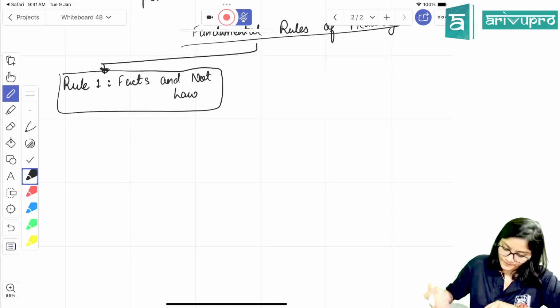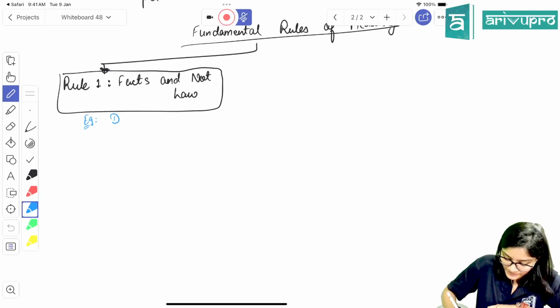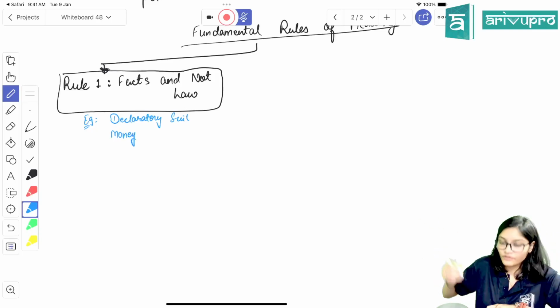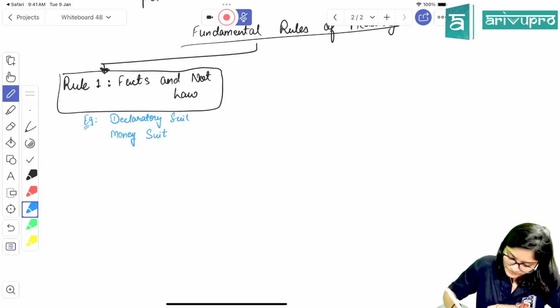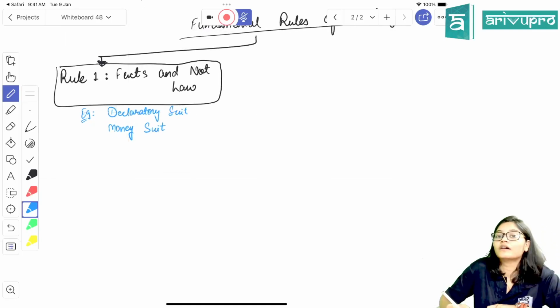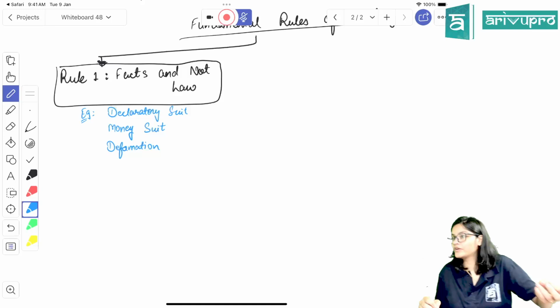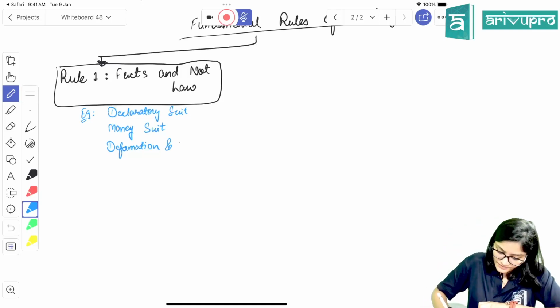Done? Okay. Now, some examples we have discussed here. For example, declaratory suit. Remember the father-son relation. Then money suit. I have to take money from Simran. Right? Money suit could be there. Then defamation. What words has that person used? Defamation and damages. Right?